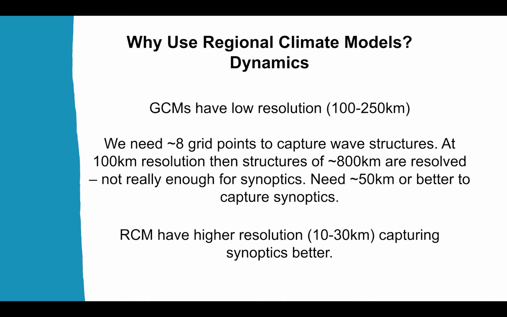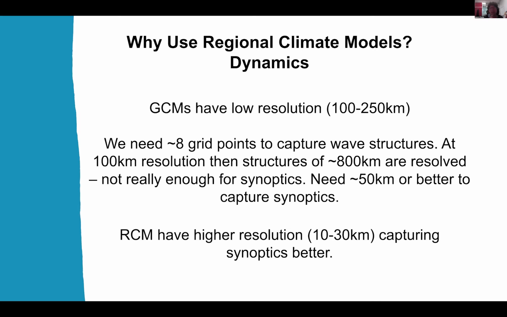Our global model resolutions are generally 100 to 250 kilometer type resolutions. So this is thinking about CMIP models where we're doing long simulations to look at climate change questions. Now, there's lots of work being done on this, but as a general rule of thumb, you might think of about 8 grid points being needed to capture wave structures. So in the atmosphere, we frequently have waves that generate and propagate.